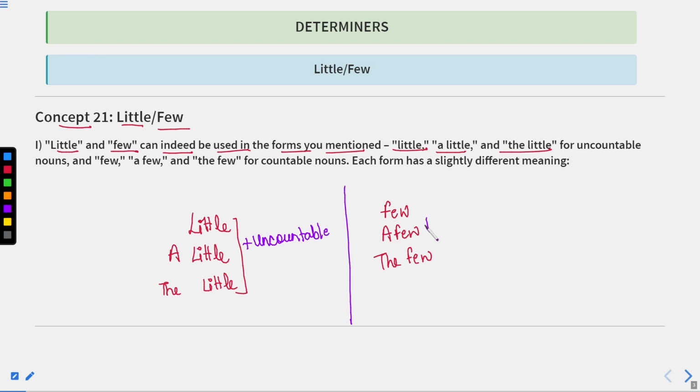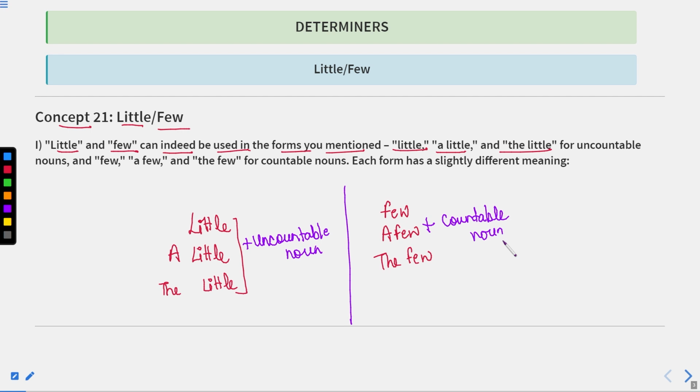Whereas when we talk about countable nouns, we use few, a few, or the few. Okay, so we use few, a few, the few with countable nouns, whereas with uncountable nouns, we use little, a little, or the little as per the requirement of the context.